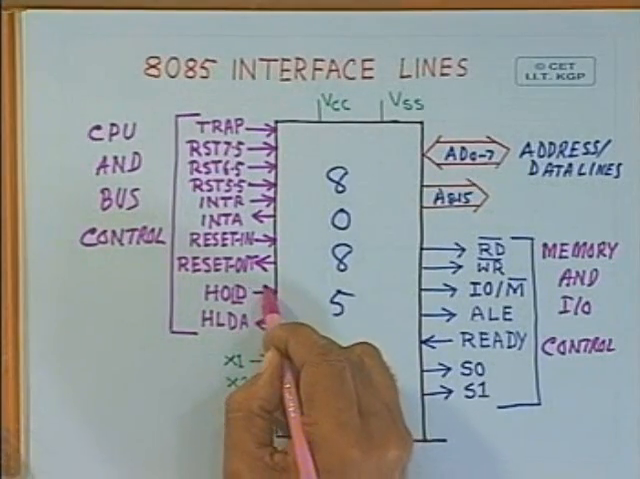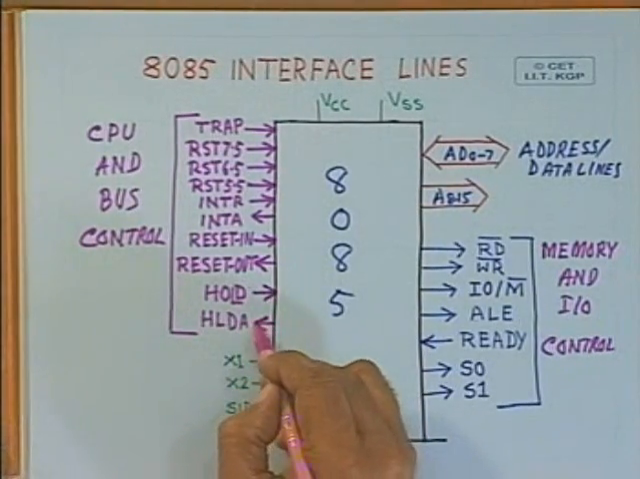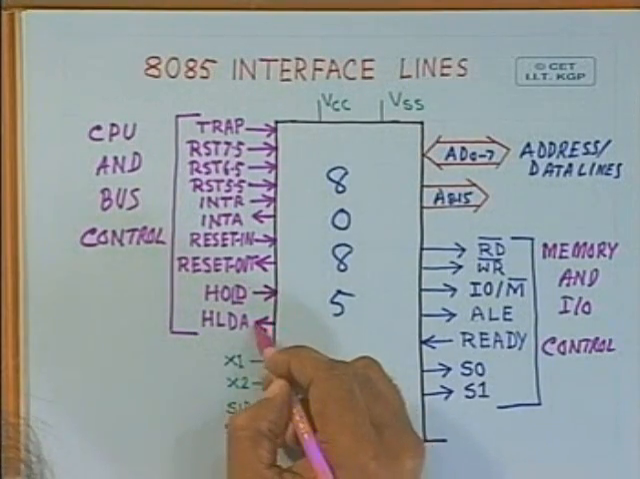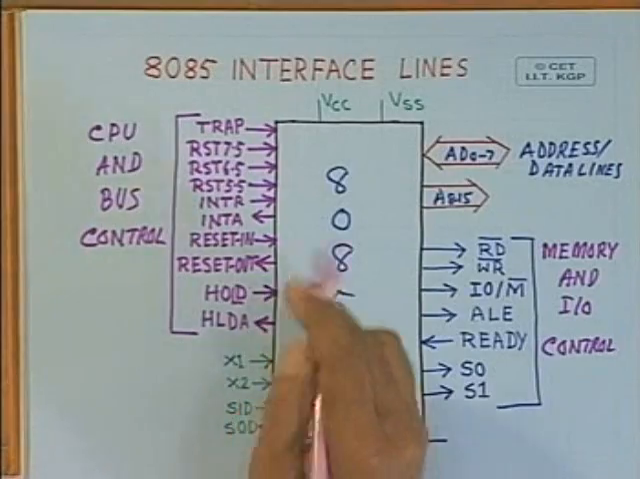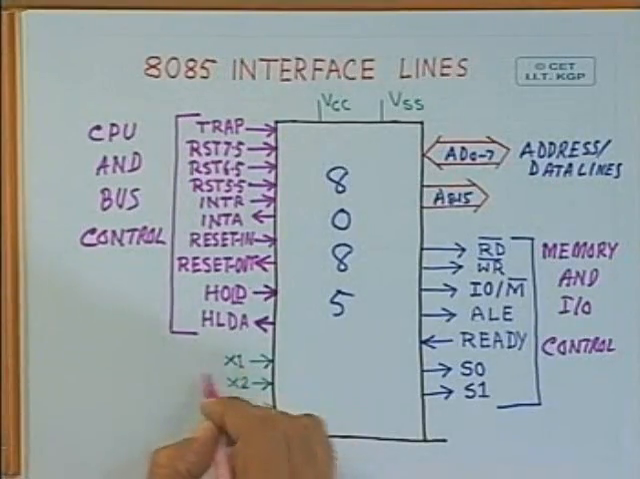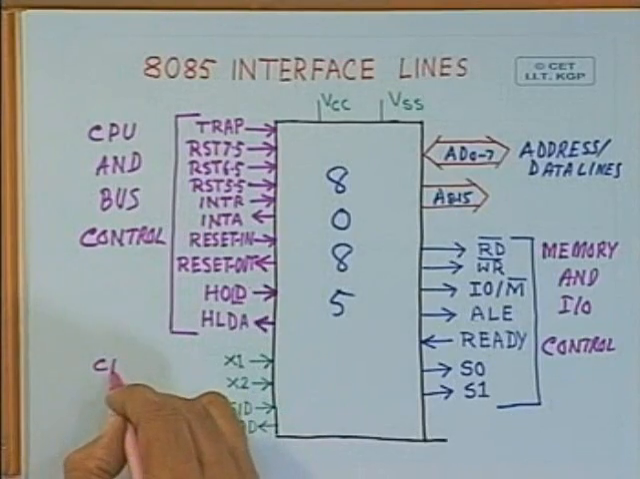Essentially, this is the DMA request, and this is the DMA grant, direct memory access request line, and this is the direct memory access grant line. Later on, when we shall discuss the DMA mode of data transfer, we shall see how these lines are used for that purpose. And these are the crystal inputs.